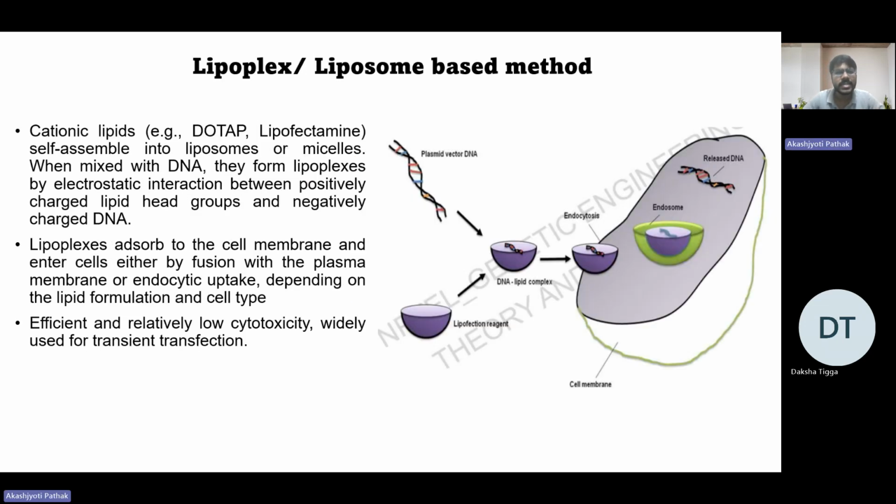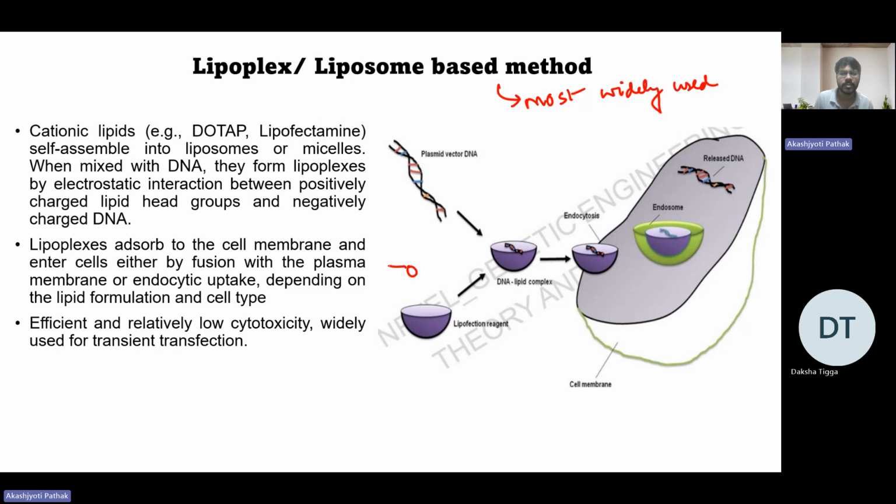And the next is the lipoplex or liposome-based method. This method is most widely used, for example Lipofectamine. There are cationic lipids like DOTAP and Lipofectamine, which self-assemble into liposomes or micelles. When mixed with DNA, they form lipoplexes by electrostatic interaction between the positively charged lipid head group and the negatively charged DNA. So basically, a liposome-like structure is formed.